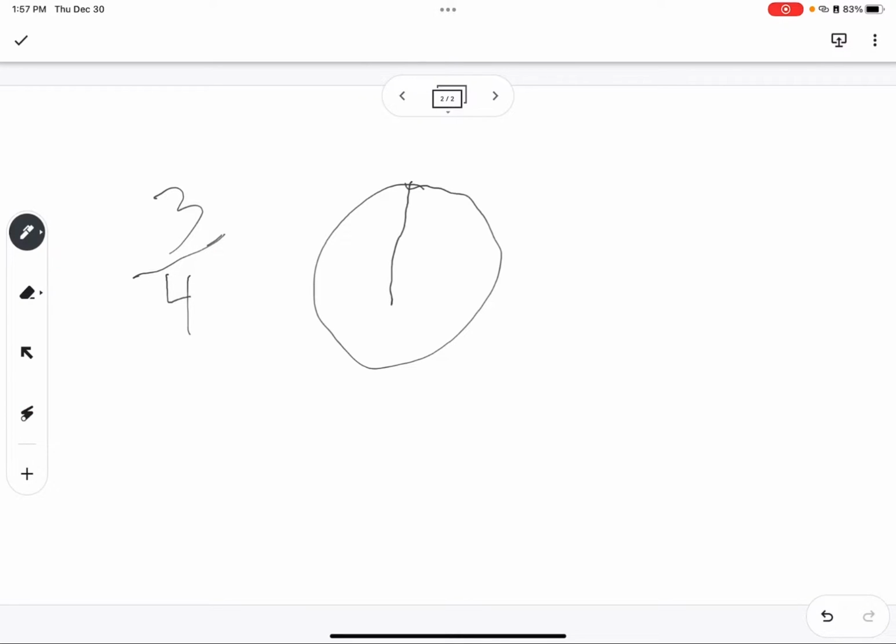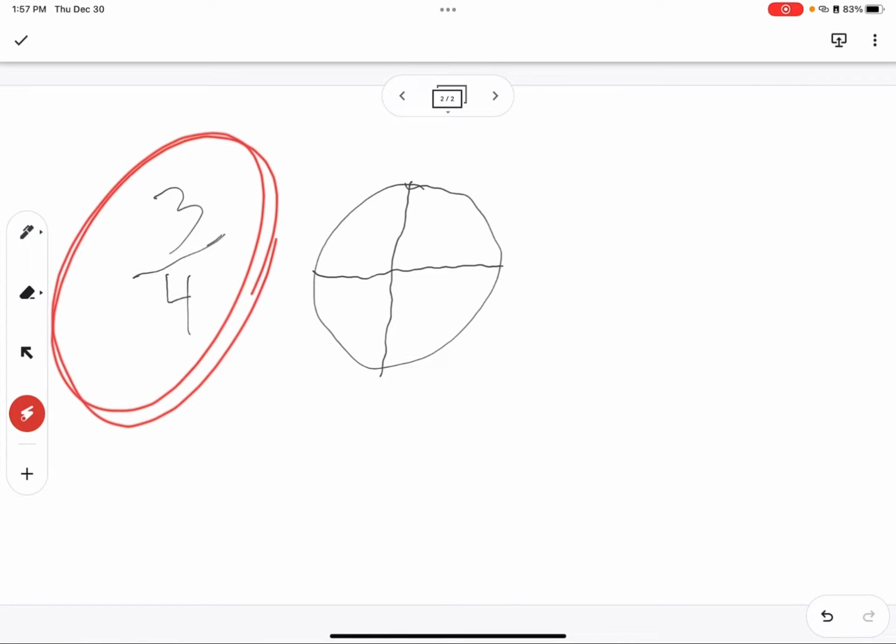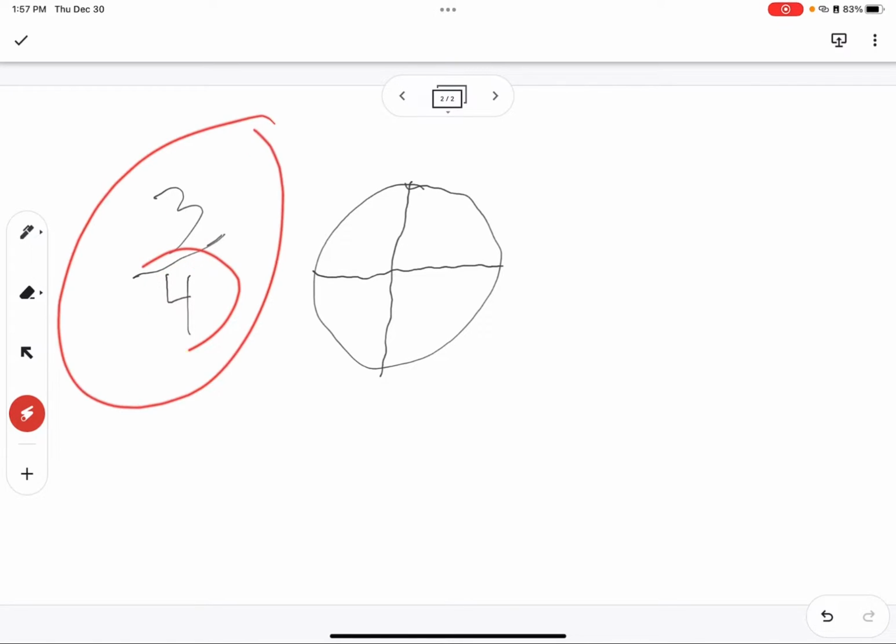I'm going to cut it here and here. Now, if I'm going to give away 3/4 of my pizza to my brothers and sisters, how many pieces of the 4 am I giving away if I'm giving away 3/4? I'm giving away 3.